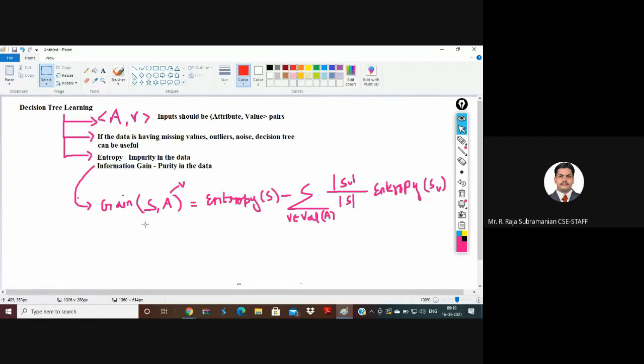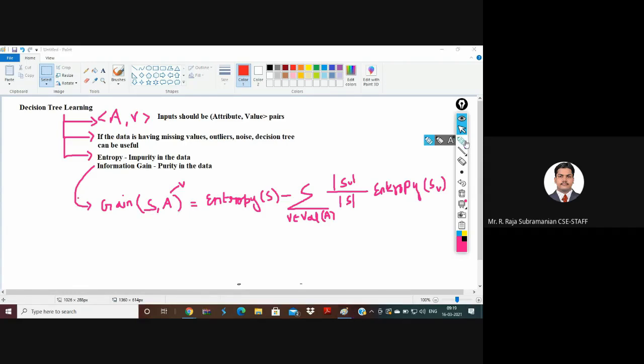When my data has more information, then it is easy for me to say whether this particular output is correct or wrong. How much support attribute A can give to S is what I call information gain. Information gain is obtained in a very easy way: you calculate the total entropy and subtract the entropy of each individual value in the taken attribute. That is the information gain.